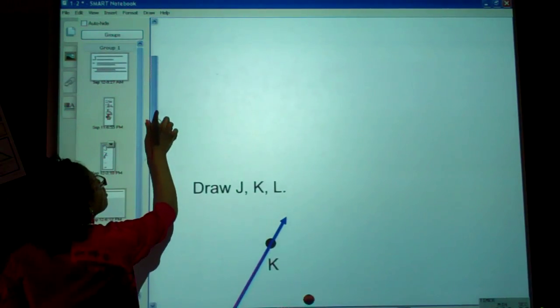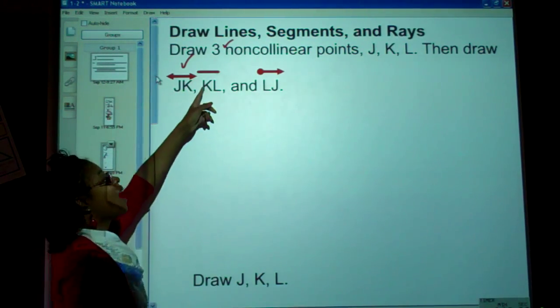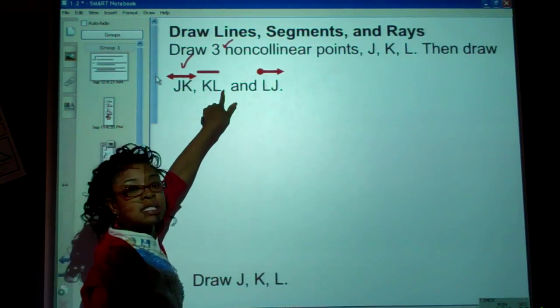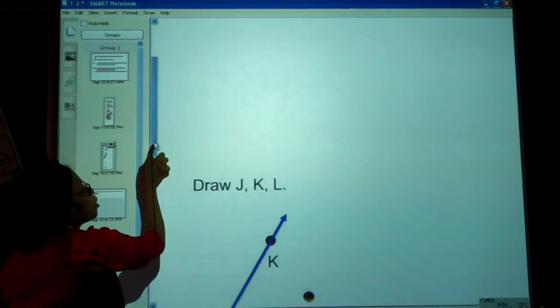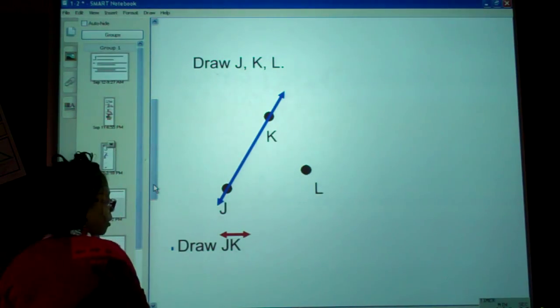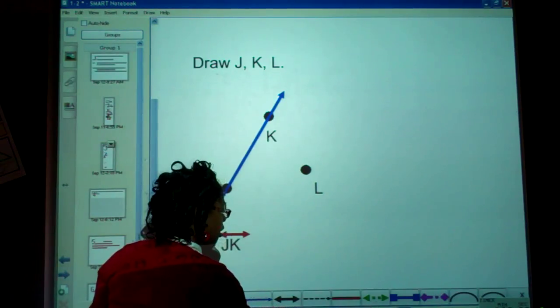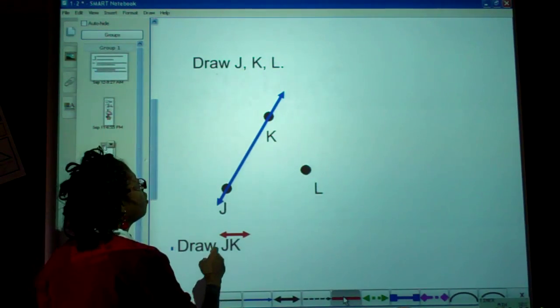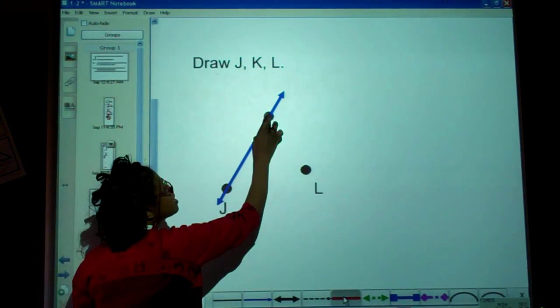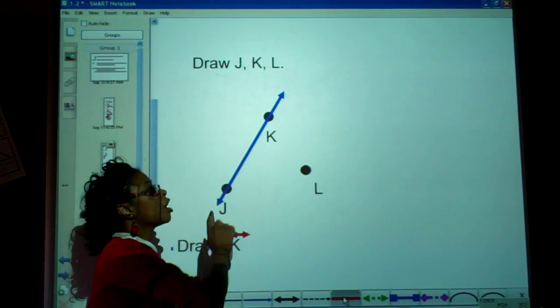The next direction: draw a line segment from K to L. Start at K, end at L, and draw a segment. Now when I come here, it says from K to L, and I draw it exactly. Notice on the J and K on the line, I went over because it's a line. It can go forever and ever.